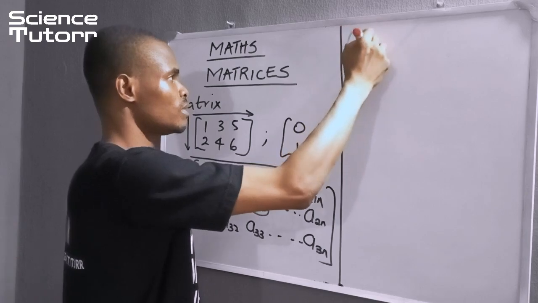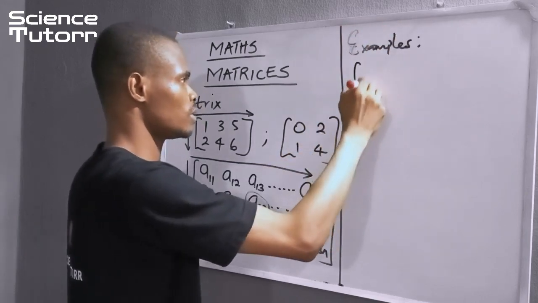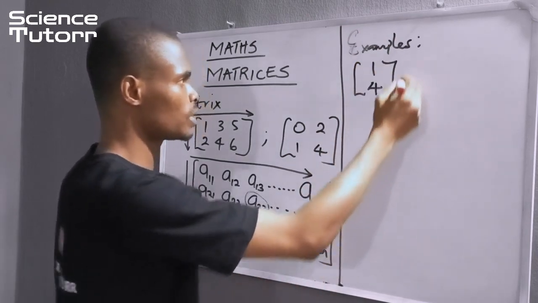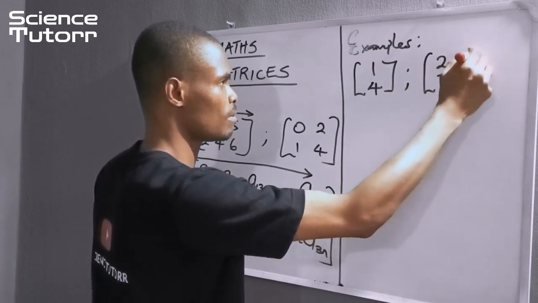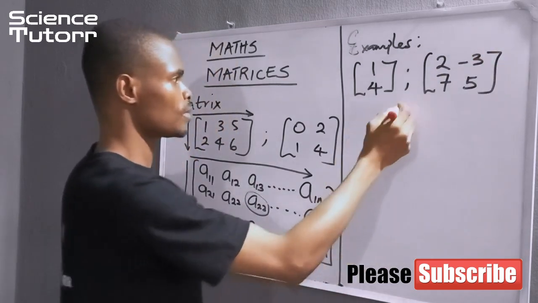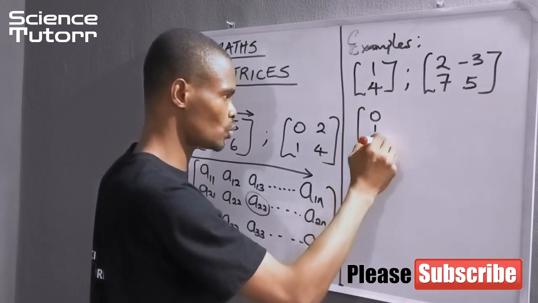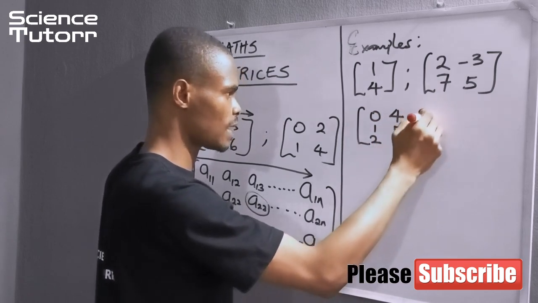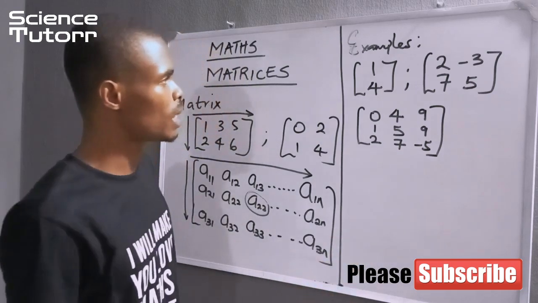Examples of matrix. Let's take some examples. We have 1 and 4. This is a matrix. We have 2, 7, minus 3, and 5. This is a matrix. We have more examples like 0, 1, 2, 4, 5, 7, 9, 9, minus 5. This is also a matrix.